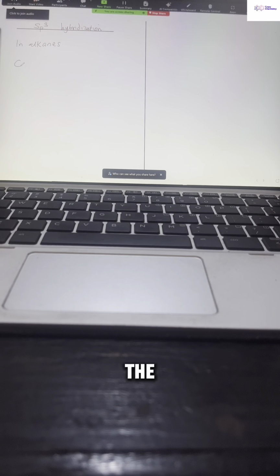Okay, so let's look at the sp3 hybridization proper. This one occurs in alkanes, as we have said. Carbon has an atomic number of 6, and that's the configuration there in its ground state. However, the same carbon can be written in its excited state, where one of the electrons in the s orbital moves to join the p orbital this way. So this is the excited state of carbon.